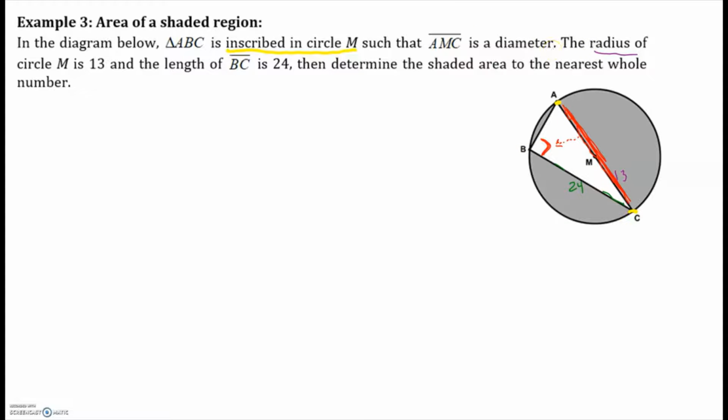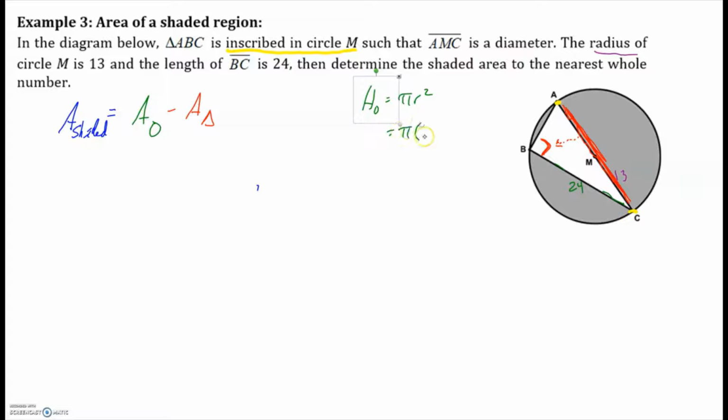So to find the area of this shaded region, the area of the shaded region is going to equal the area of the circle minus the area of the triangle. All right. So the area of the circle part is not too bad because we know the radius. So the area of the circle is equal to pi r squared.